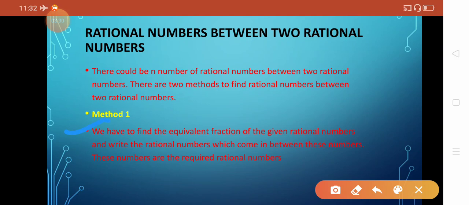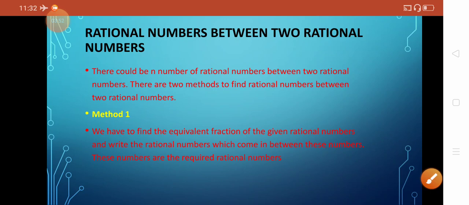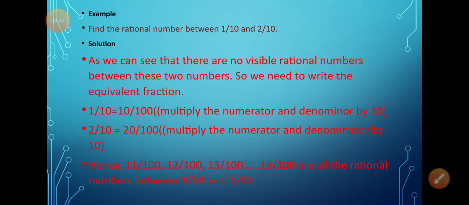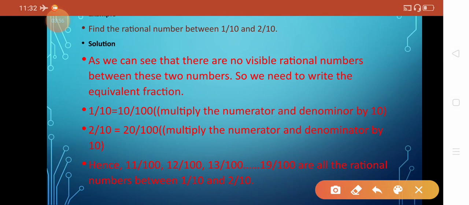First method: we have to find the equivalent fractions of the given rational numbers. Equivalent fraction means the fraction must be equal, or nearly equal, to the given rational numbers. Then write the rational numbers which come in between these numbers, and these are our required rational numbers. You have studied it last time also. An example is given here. You have to find rational numbers between 1 by 10 and 2 by 10.